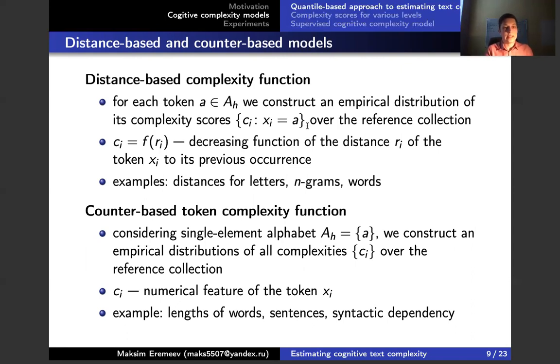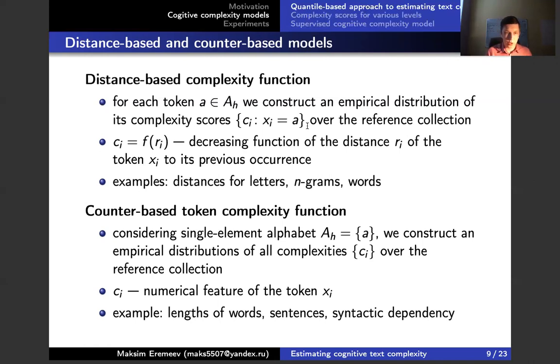Firstly, there is a distance-based method, the main one, that derives from the initial assumptions. Here, the complexity score is a decreasing function of the distance to the previous occurrence of the token. Such functions should be decreasing because only the most frequent terms put pressure on the nervous system. So the empirical distributions are built for each individual token in the alphabet.